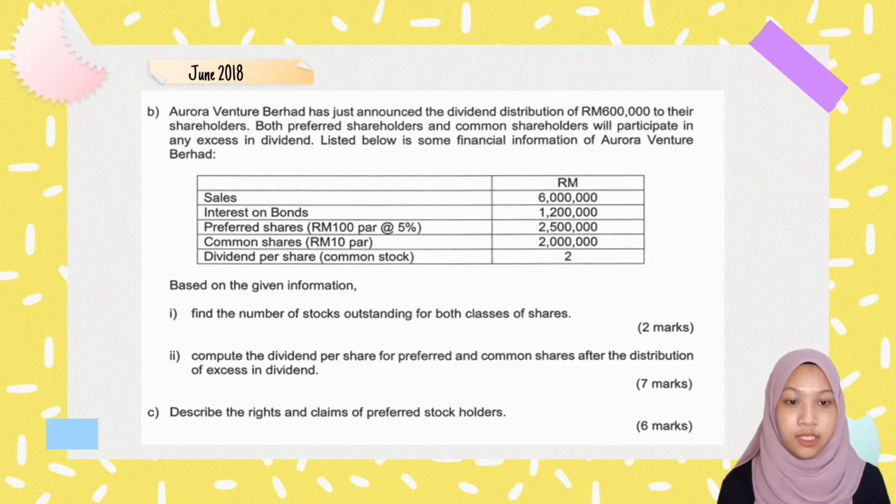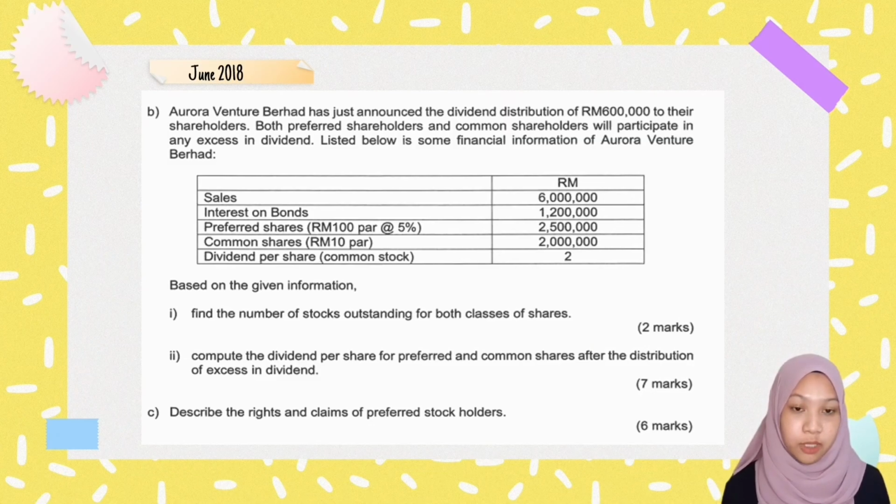Aurora Venture Berhad has just announced the dividend distribution of 600,000 ringgit to their shareholders. Both preferred stock shareholders and common shareholders will participate in any excess in dividend. Listed below is some financial information of Aurora Venture Berhad. Sales is 6 million ringgit, interest on bond is 1,200,000 ringgit, preferred shares 100 ringgit par at 5% is 2,500,000 ringgit, common shares 10 ringgit par is 2 million ringgit, dividend per share for common stock is 2 ringgit.